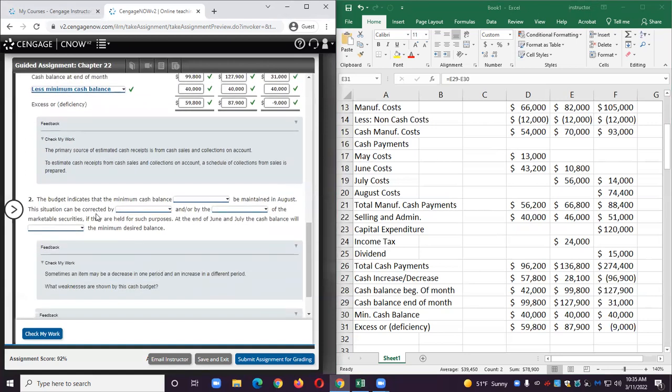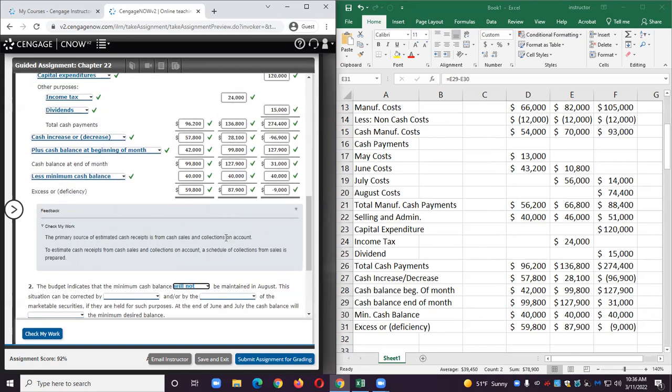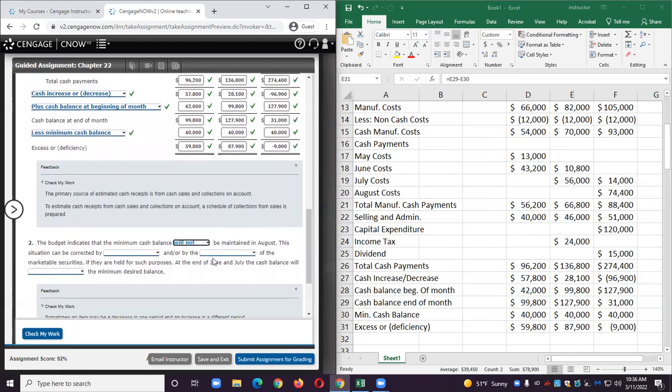But it's easy. So the budget indicates that a minimum cash balance blank be maintained in August. So will not be maintained, right? In August, we're not meeting that minimum cash balance of 40,000. This situation can be corrected by blank and or by the blank of marketable securities. So we can either borrow money to make up that cash, or we can sell marketable securities. At the end of June and July, the cash balance will blank the minimum desired balance, and that's exceed.